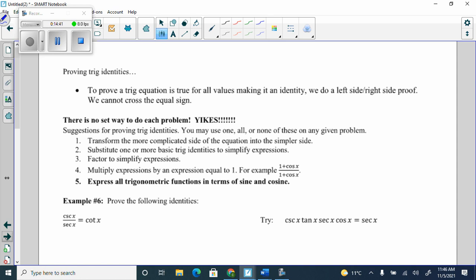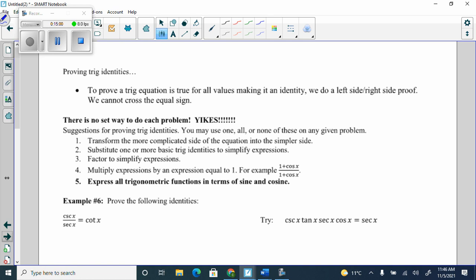Substitute one or more basic trig identities to simplify expressions. So those are the formulas on your formula sheet. And know how you can rearrange them. Like if I see 1 minus sine squared x, I immediately go, hey, I can put in cos squared x. Why? Because I've done this a long time, obviously. But you practice enough, those will start popping out of your head too, right?